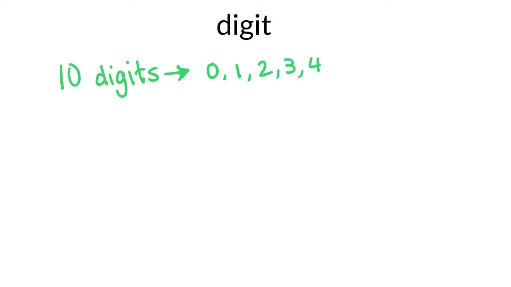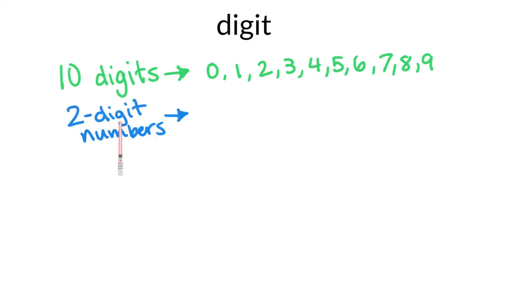digit is. So there are 10 digits. There's 0, 1, 2, 3, 4, 5, 6, 7, 8, and 9. These 10 digits make up every number in the world. Can you think of some 2-digit numbers?